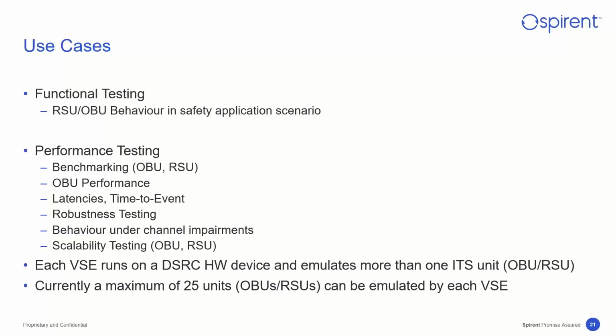And you have the possibility of benchmarking the device. You can also measure some metrics like latency, time to event. It also enables you to test the robustness by increasing, for example, the number of devices in a given environment, and pretty much scaling the simulation, allowing you to verify how the DUT reacts to that scale.